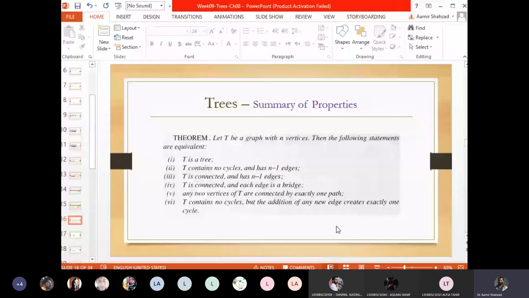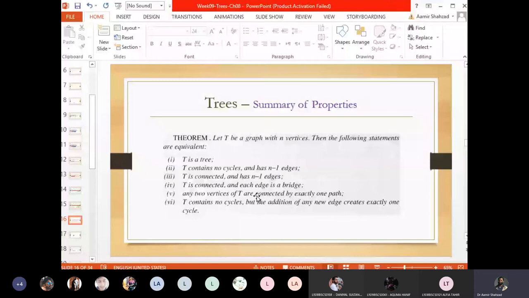T is a tree and it contains no cycle. It is a connected component. It has exactly n minus 1 edges. So T is connected and each of its edges is a bridge. Any two vertices of T are connected by exactly one path.